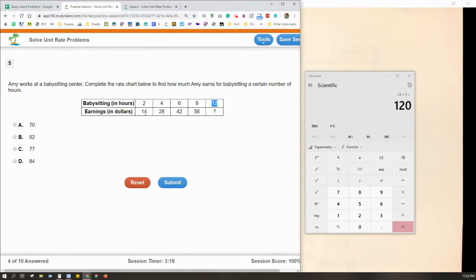How many dollars per hour? We have dollars on the bottom row, hours on the top row. If you want dollars per hour, do dollars divided by hours. The first says 14 and 2. What is 14 divided by 2? 7. Sure enough, all the rest of these are going to give us the same thing. 28 divided by 4, 7. 42 divided by 6 is going to be 7. And 56 divided by 8, sure enough, that's going to be 7 also. So she earns $7 per hour. If she does that for 12 hours, we have 12 times 7 to get our answer, and it is 84.